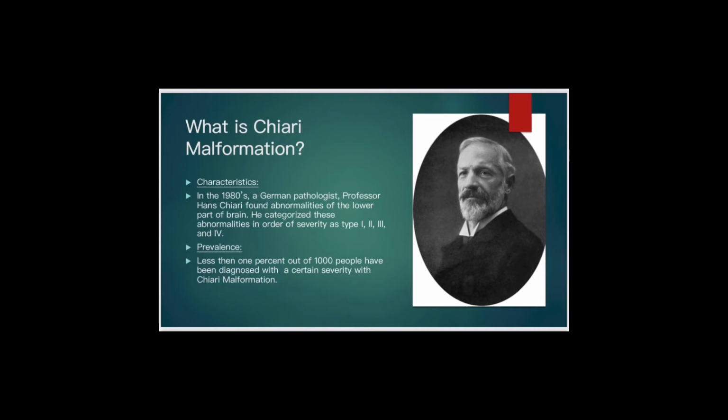Chiari malformation was discovered by a German pathologist and professor named Hans Chiari, hence the condition was named after him. He noted abnormalities in the lower part of the brain that protrude into the spinal cord. He named each condition based on the severity. There is Chiari malformation 1, 2, 3, and 4. In essence, less than 1% of the population has some form of Chiari malformation.